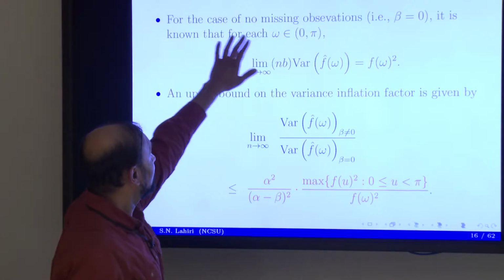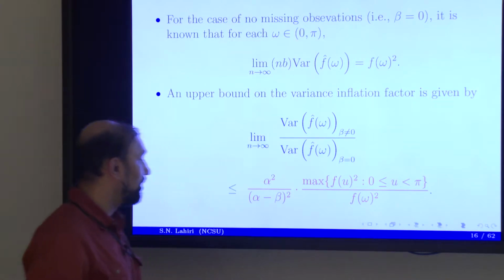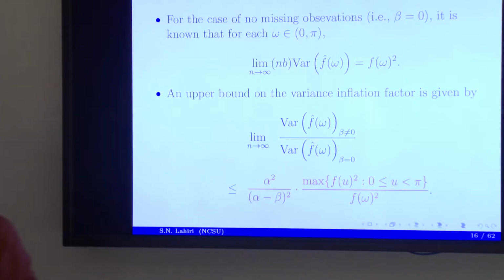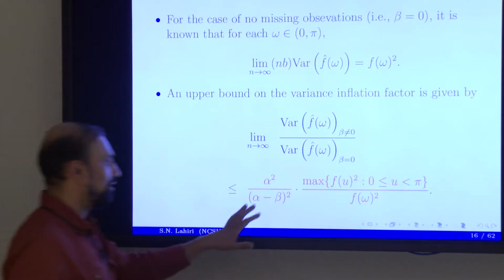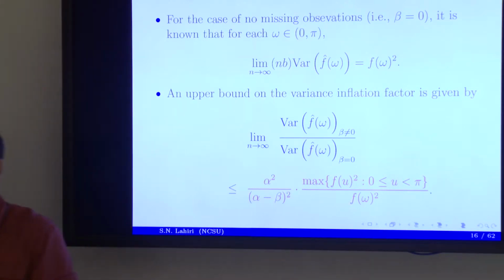In the case of no missing observations, this is the formula that you get. You can compare the corresponding variances. The variances admit an upper bound of this form. And so having alpha and beta equal, that's not a good idea. So day and night, that's not going to let us come up with a very good estimate here. You need alpha to be much bigger than beta in order to achieve the same level of accuracy.